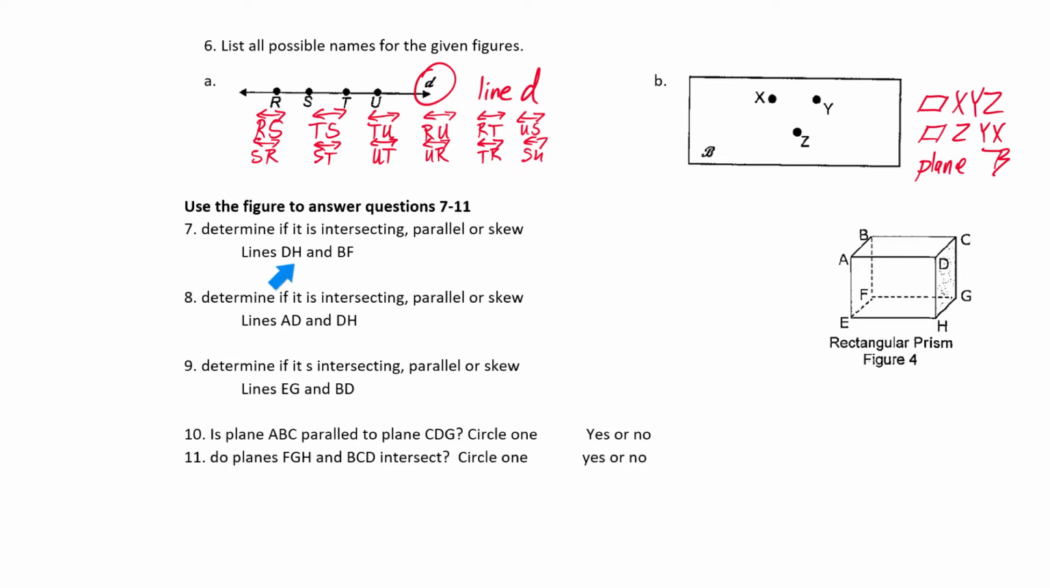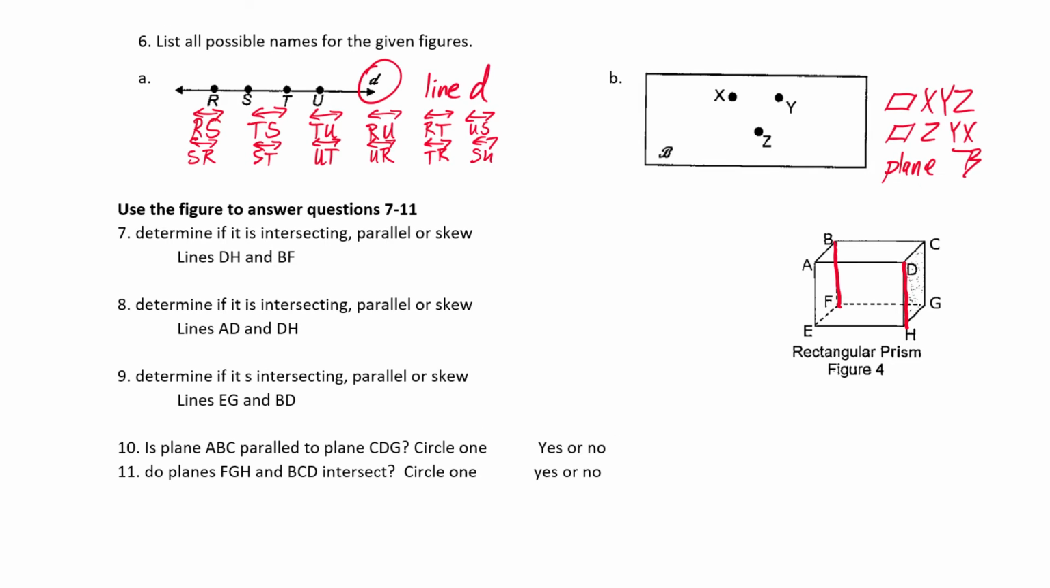Next, line DH and line BF. Are line DH and BF intersecting where they hit each other, parallel, or skew? Yes, those are parallel. Assuming that's a rectangular prism, they would be parallel.